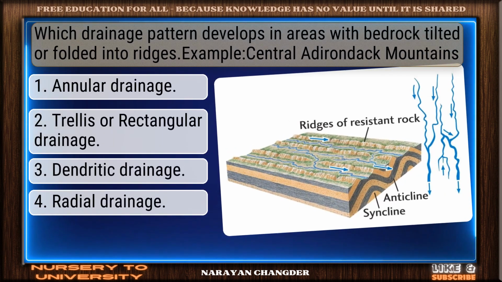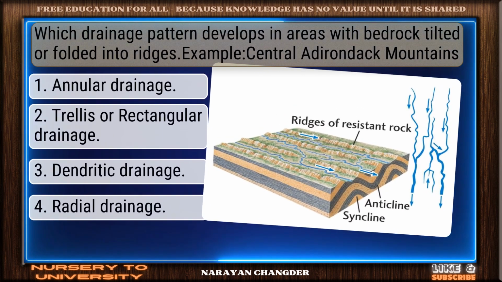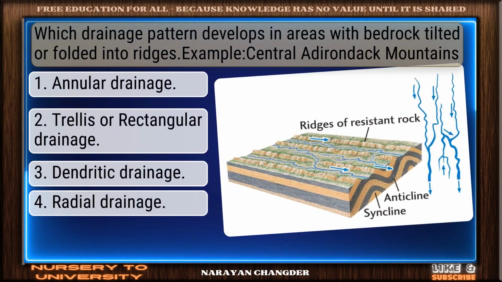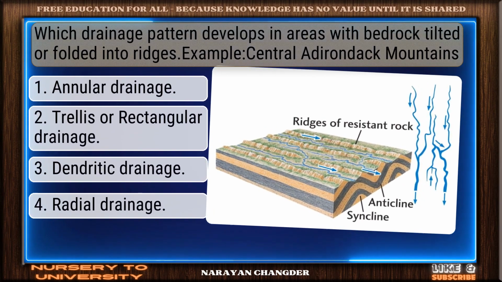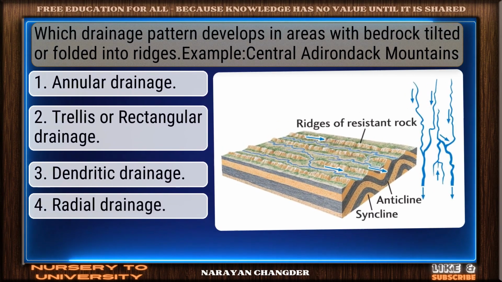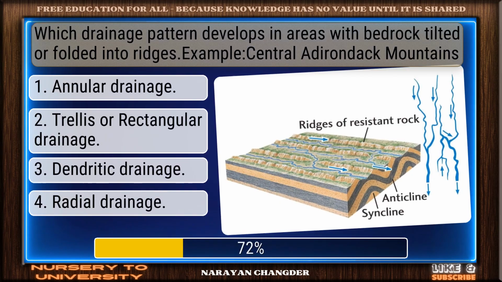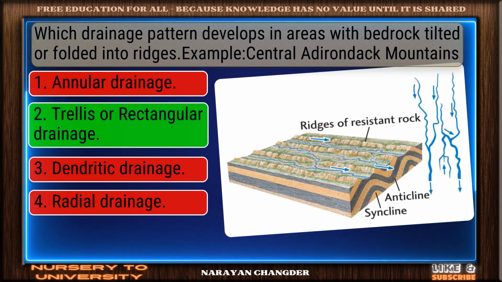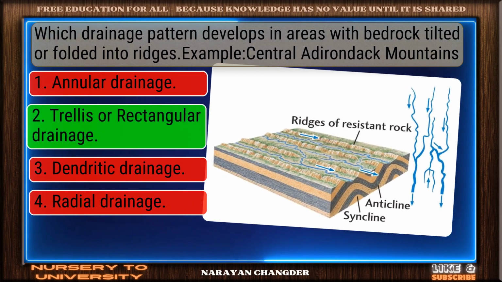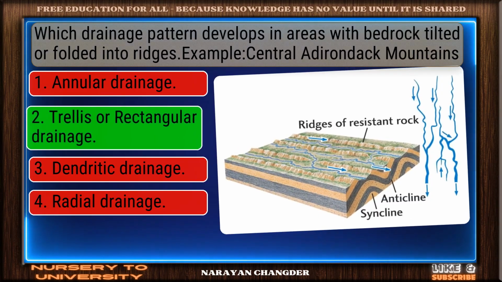Which drainage pattern develops in areas with bedrock tilted or folded into ridges? Example: Central Adirondack Mountains. You got it. Your choice, trellis or rectangular drainage, is right.